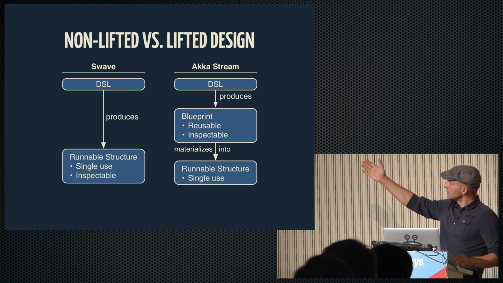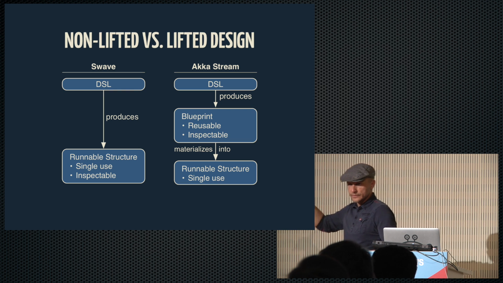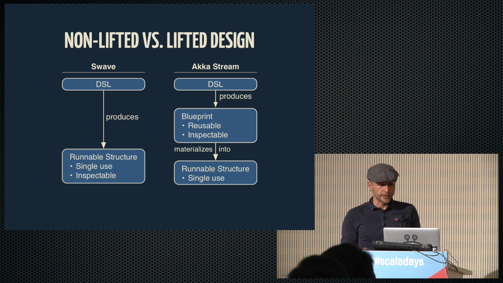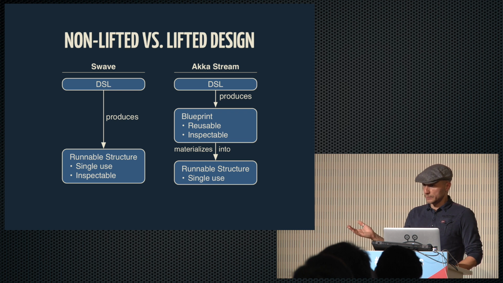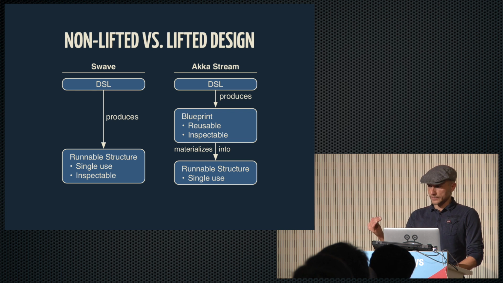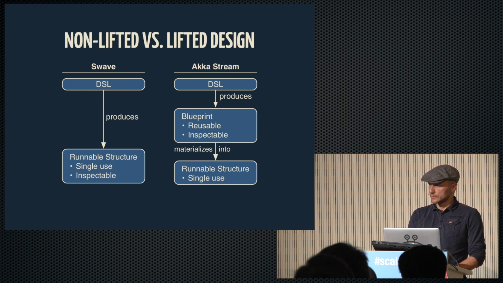A quick comparison to understand what lifted versus non-lifted means. Basically, in Swave, the DSL directly creates the runnable structure. It's single use, but it's inspectable. In Akka Stream, the DSL creates a blueprint, which is reusable and inspectable, and that gets materialized into the runnable structure.